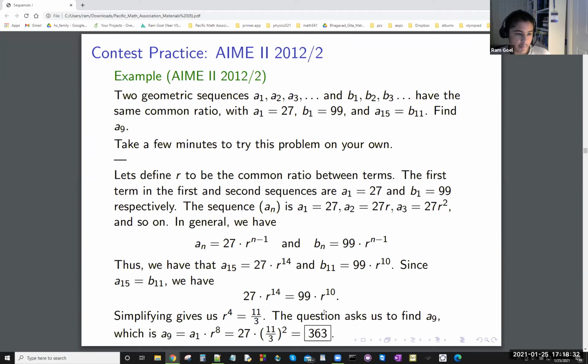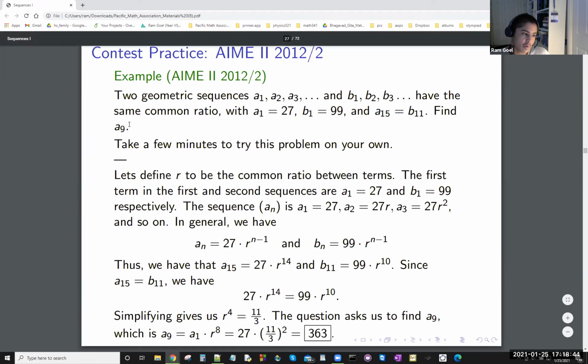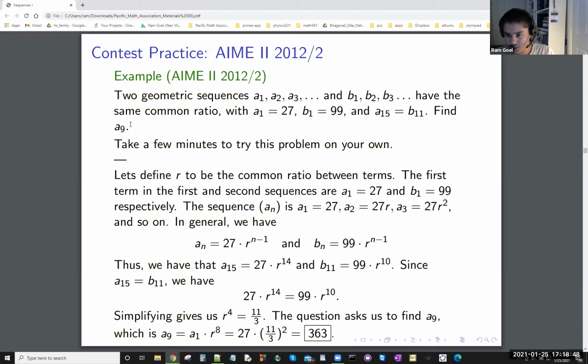So just to recap, the main idea was to just let r be a variable, which is the common ratio. And then we can find the general terms in both sequences, analyze this condition, solve for r, and finish the problem. So this problem is a good practice with geometric sequences and multiplying to find the general term.